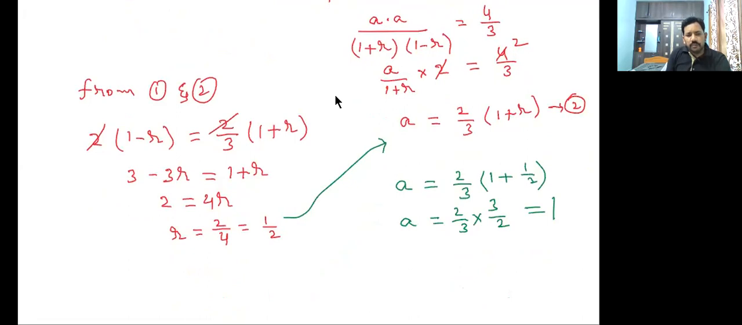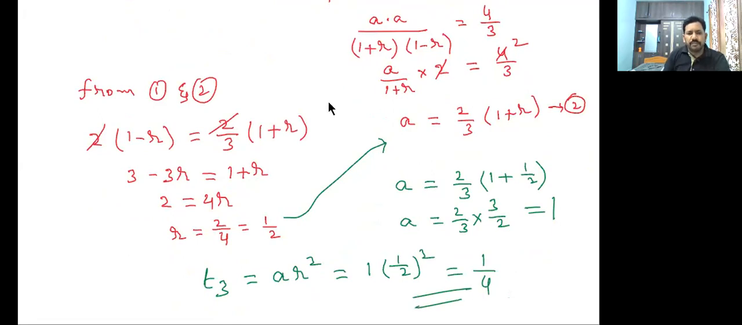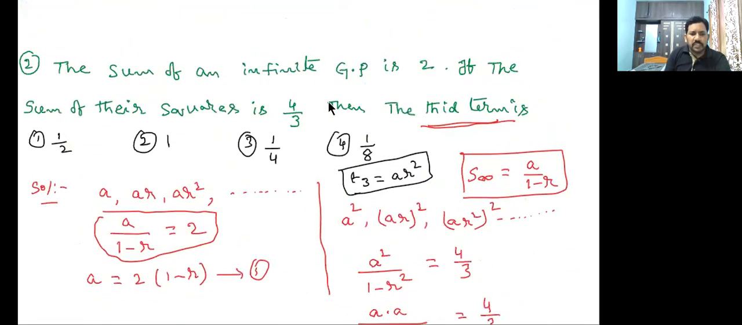But we need to find T3. T3, that is ar square. a value is 1, r value is 1 by 2 whole square. Now finally, what is the answer? 1 by 4. See the options. Which option is correct? Third option is correct.